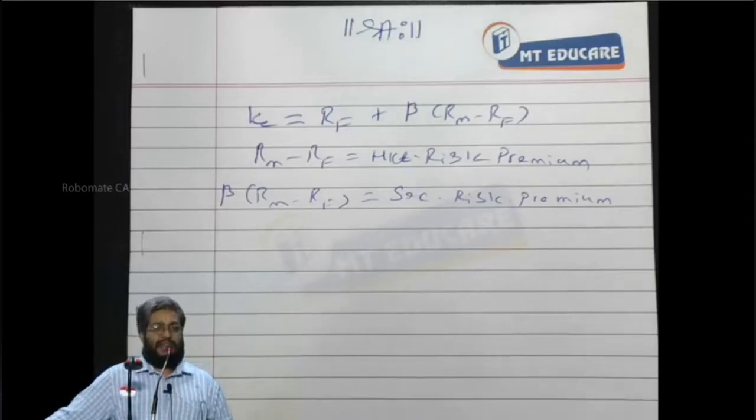That is, the security is 2 times riskier than market. Point B or point C? Point C.